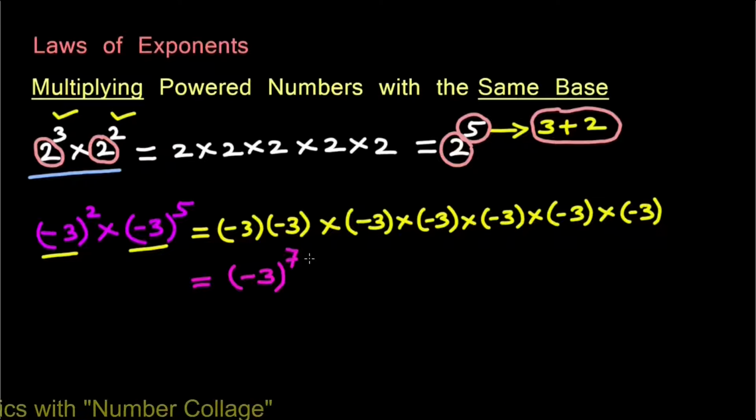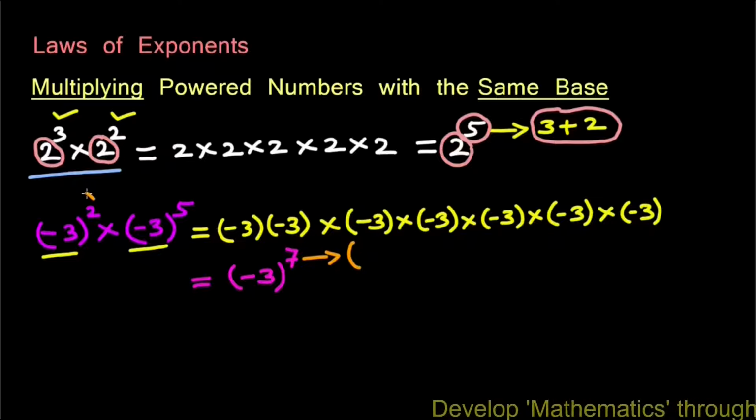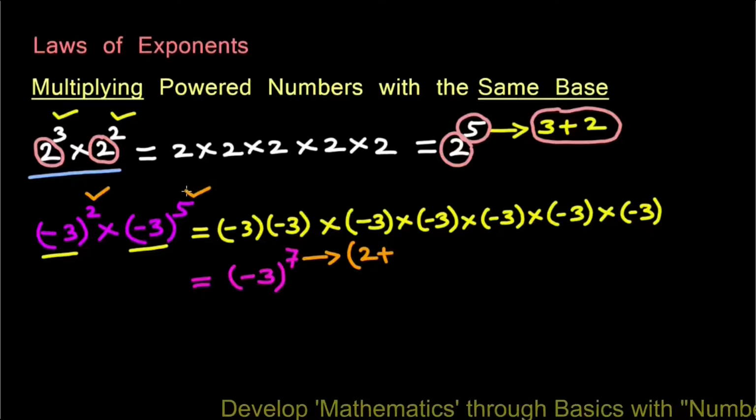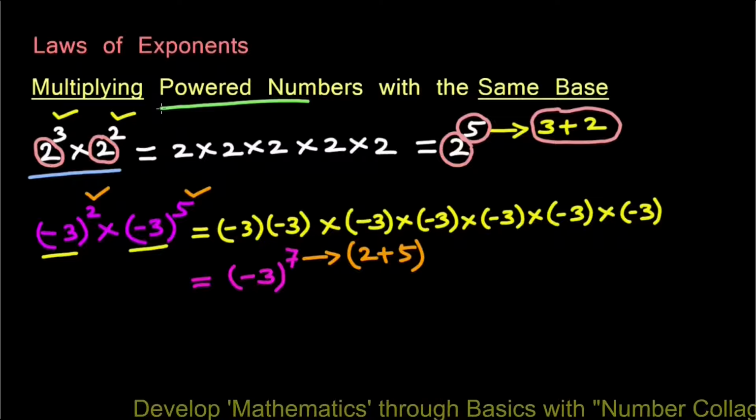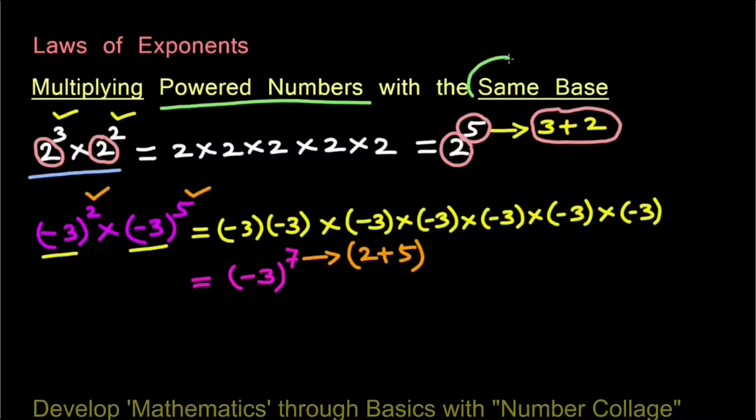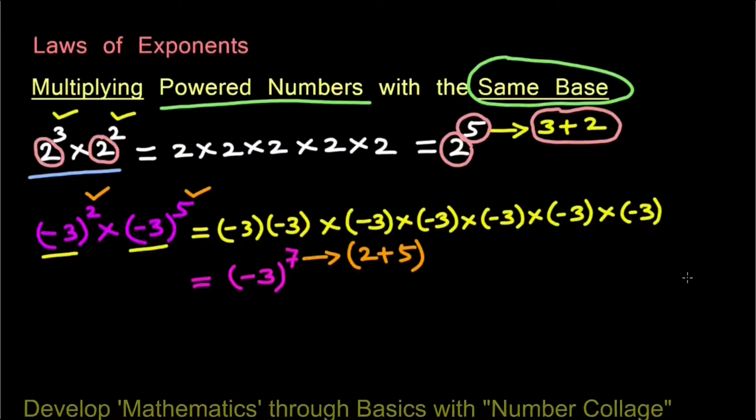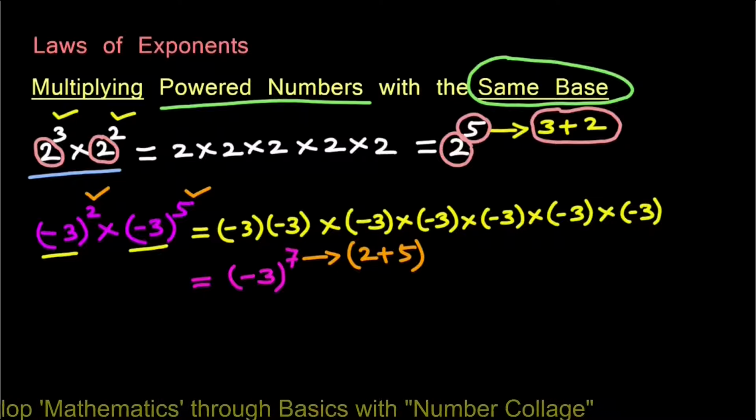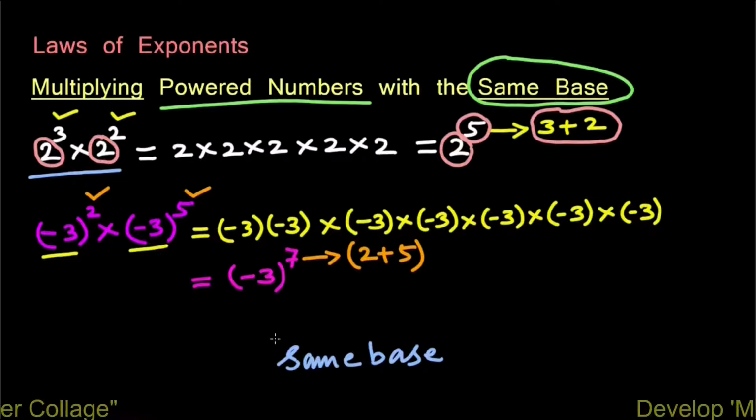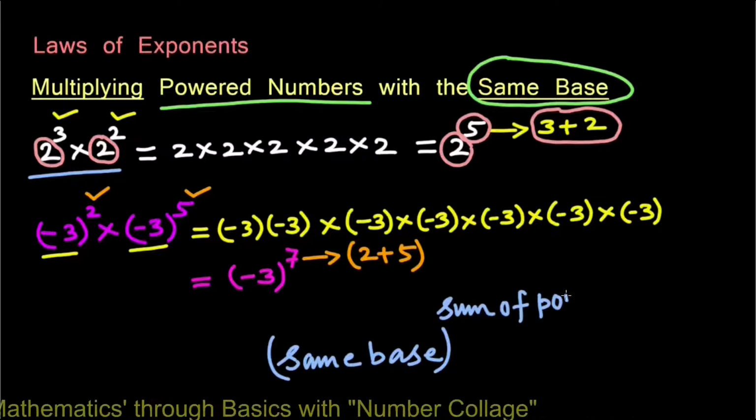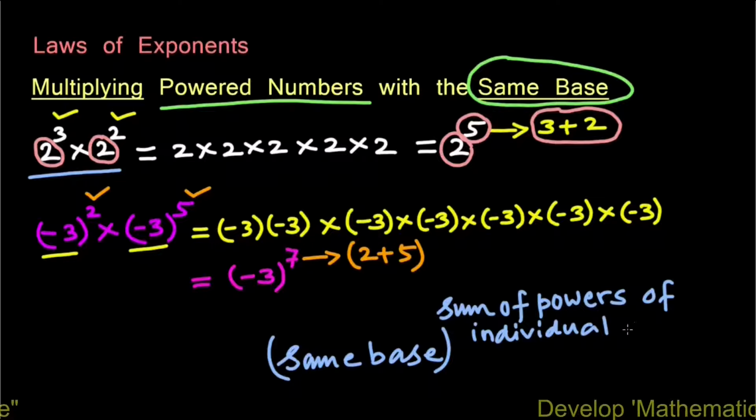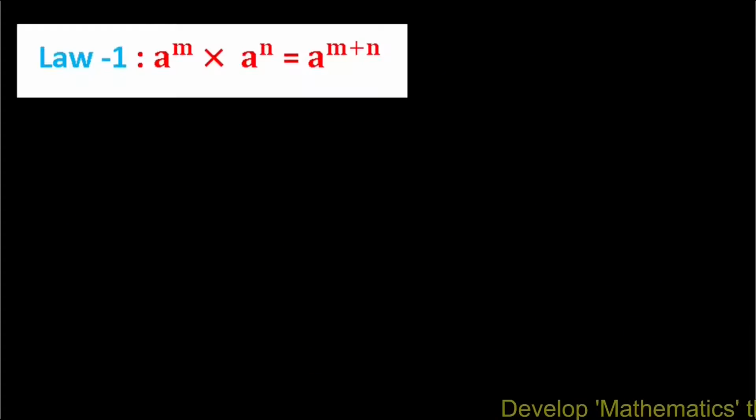and we see that this 7 is obtained by adding the power of the first number, which is 2, and the power of the second number, which is 5. So whenever you are multiplying powered numbers with the same base, this is important, all you have to do is to write the same base and raise it to the power of the sum of powers of individual numbers.